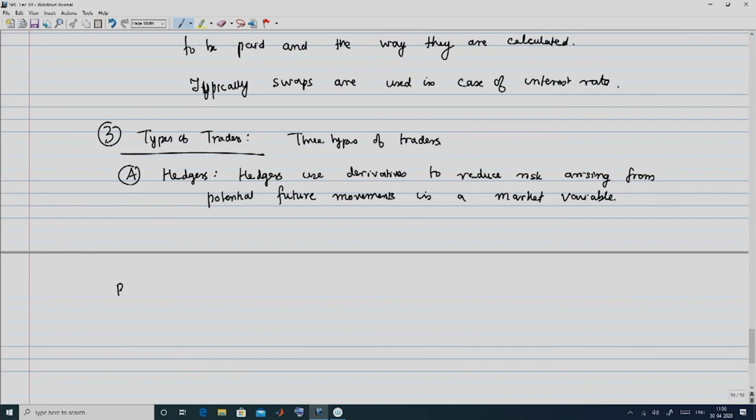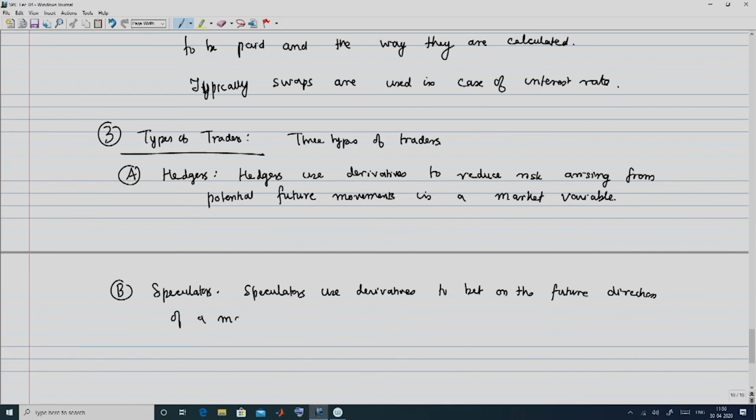The second one is what are known as speculators. So, speculators use derivatives to bet on the future direction of a market variable.